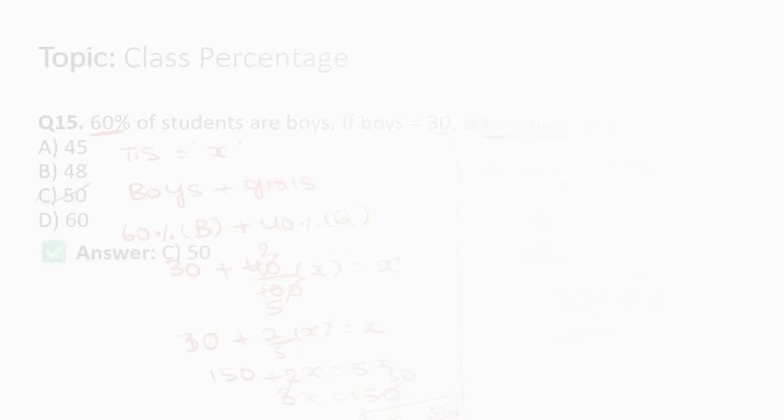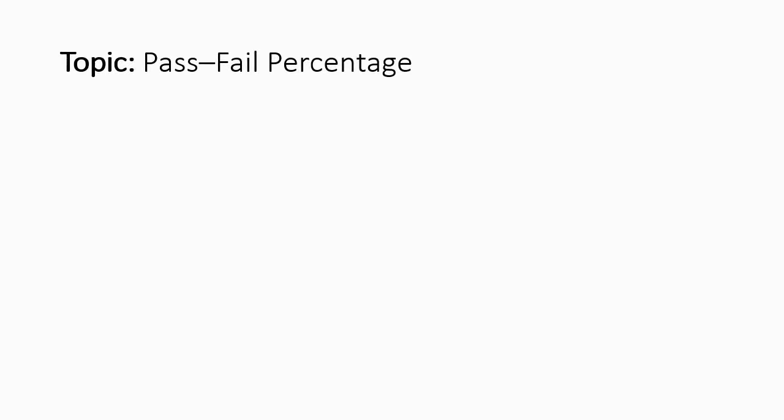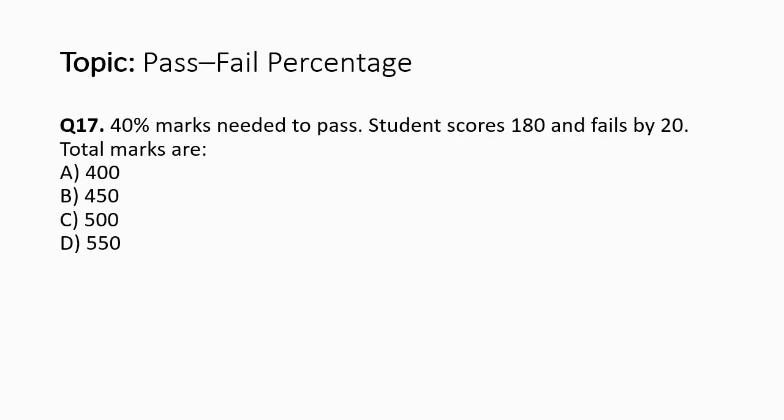Pass fail percentage. Our next topic is pass fail percentage. So here 40% marks are needed to pass. Student scores 180 and fails by 20. What are total marks? Here also we don't know the total marks, so just assume total marks as X. We know that 40% marks needed to pass. Student scores 180 and fails by 20. It means student got 180 marks but he fails by 20 marks.